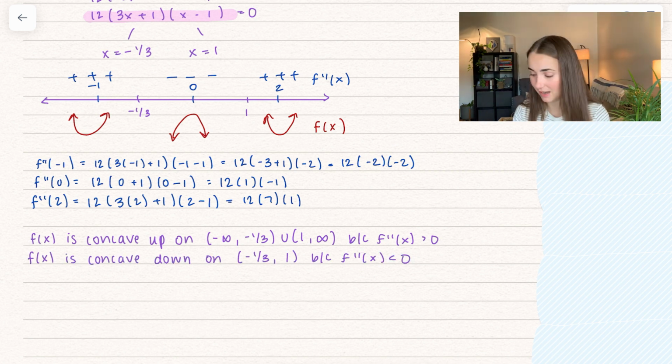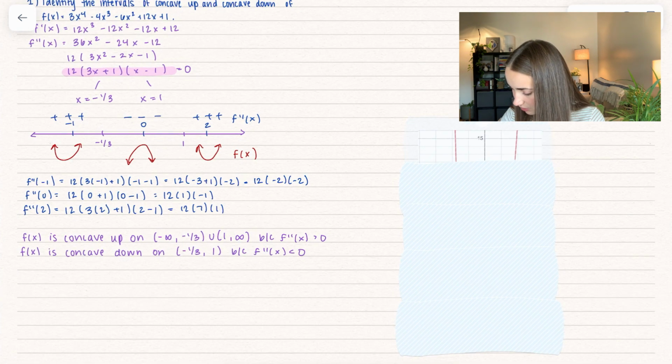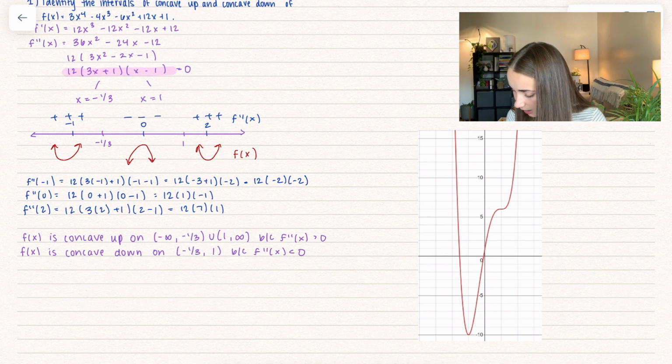Okay, so I have these written out, and let's go ahead and compare this with our actual function. So I have it drawn out right here. And now let's go ahead and look at our inflection points first. We have an inflection point at x equals -1/3, and so that's going to be about right here. And also at x equals 1, which is going to give me a value right here.